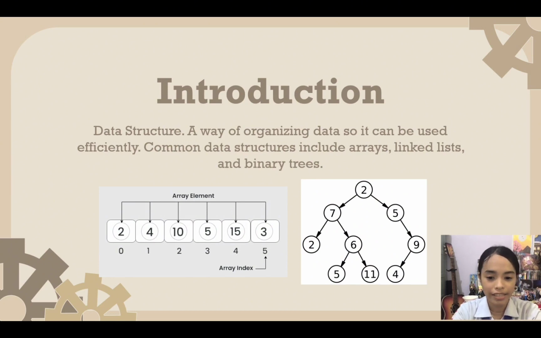Then on the right side, there's the binary tree, which is like a top-down structure where each item has at most two children. It's great for quickly searching for specific items because you can efficiently narrow down your search by following branches. Each data structure has its own unique way of organizing and accessing data efficiently.